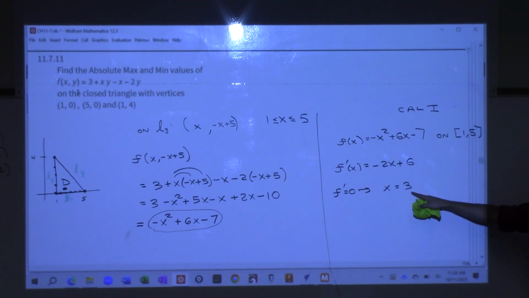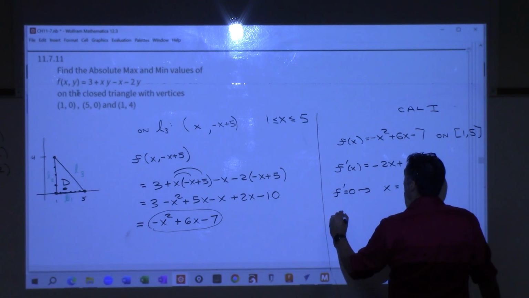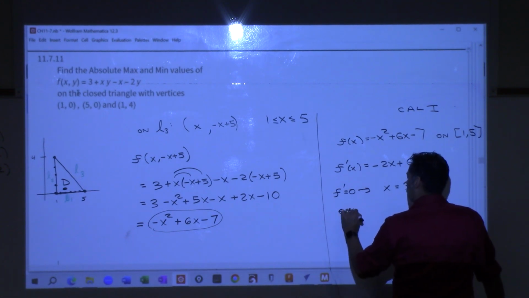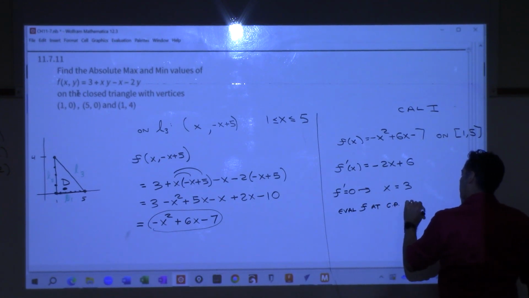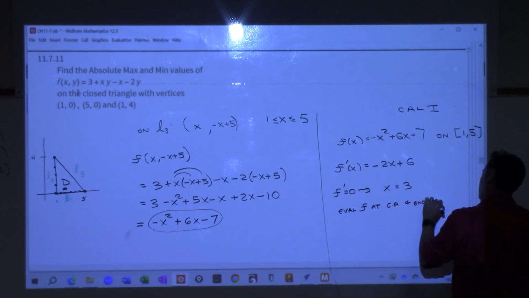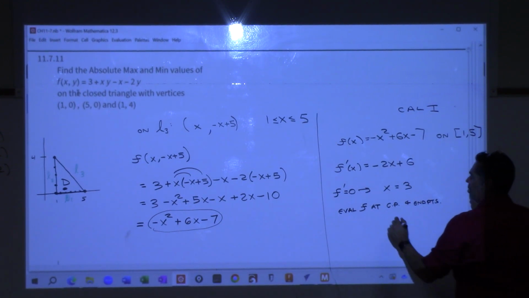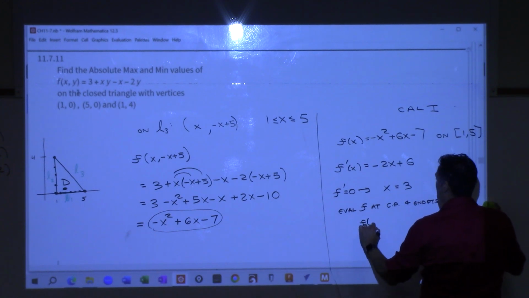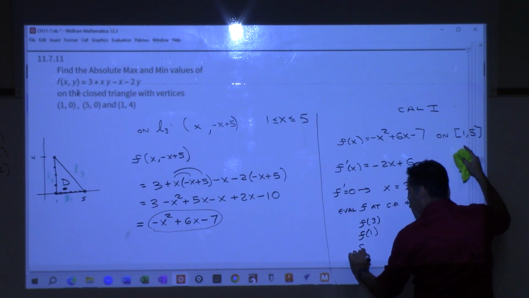So once I figure out where the derivative is 0, I plug that answer and the 2 endpoints into the original function right here. So now I'm evaluating f at the critical point and the endpoints. But I'm still in this little problem right here. I'm not talking about that. I'm talking about right here. So what is f of 3? What is f of 1? What is f of 5?